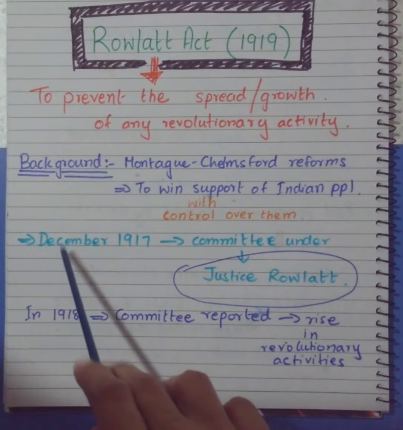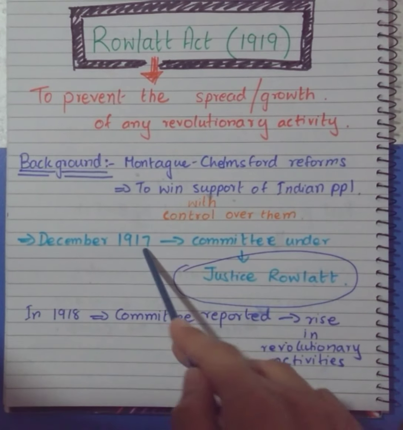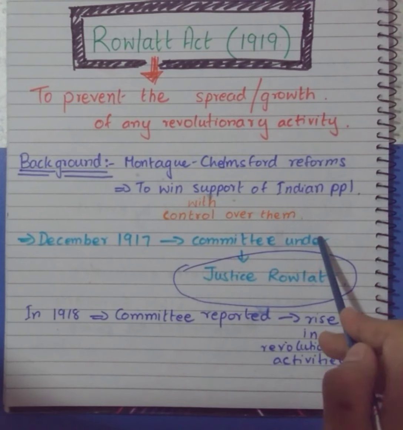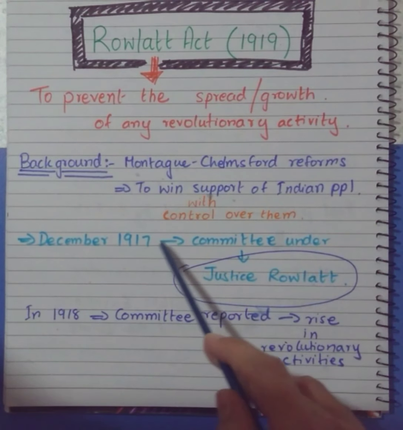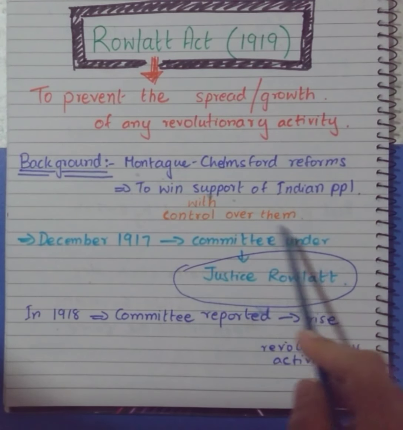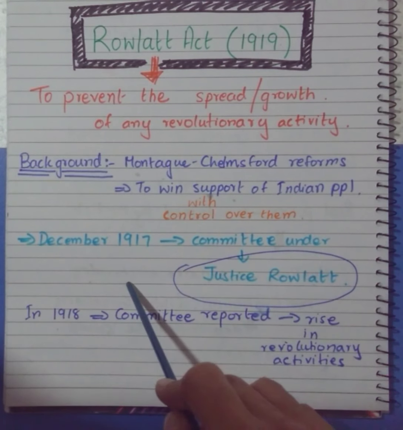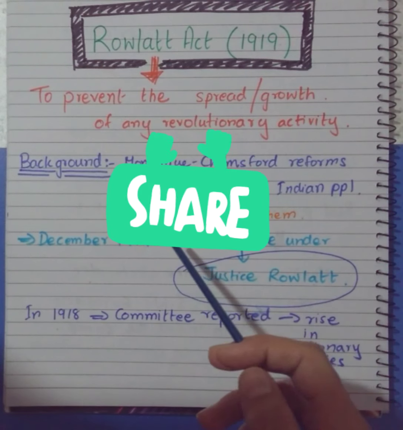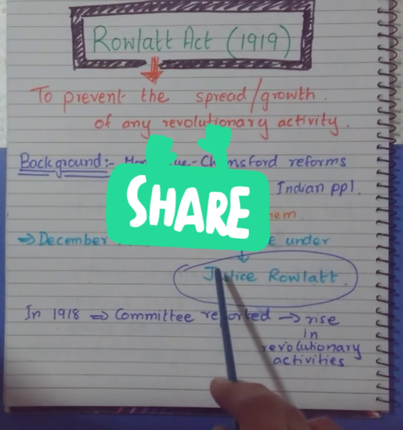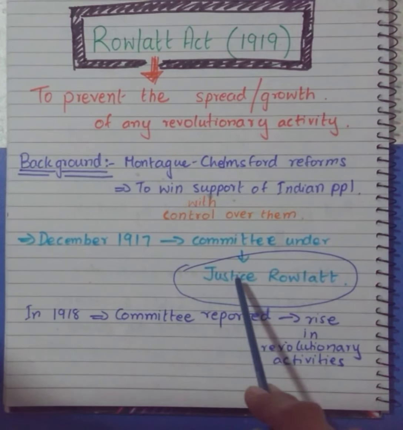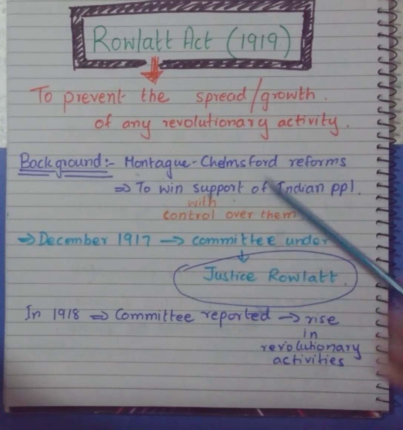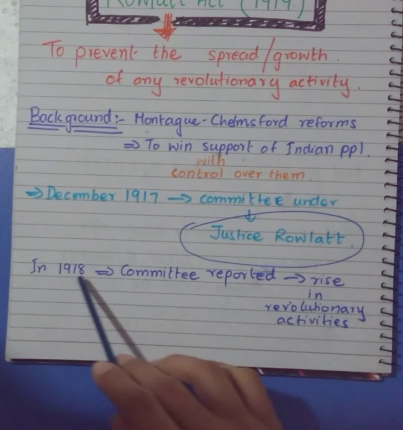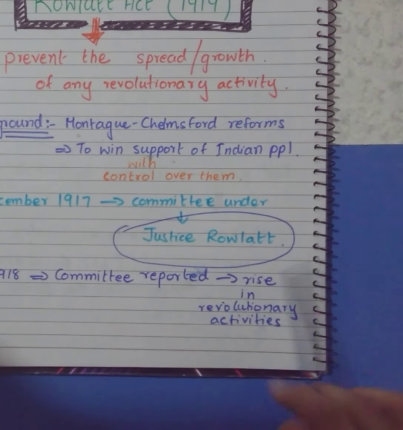I can guarantee that. Coming back, in December 1917, a committee was established. There were orders for the establishment of a committee to investigate whether there was any sort of revolutionary activity taking place in India. This committee was established under Justice Rowlatt, and this is where we get the name Rowlatt Act. He reported in 1918 that yes, there was a rise in revolutionary activities. Now, what was to be done?